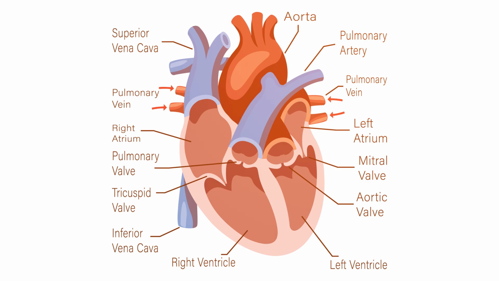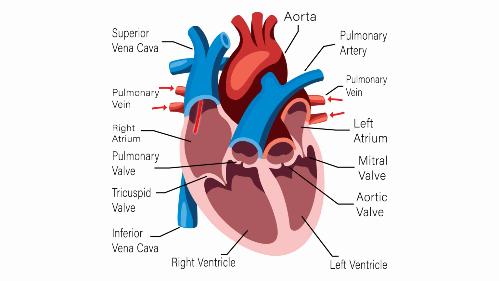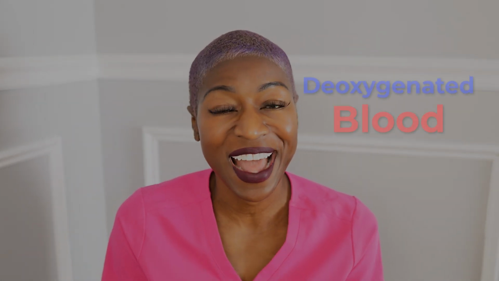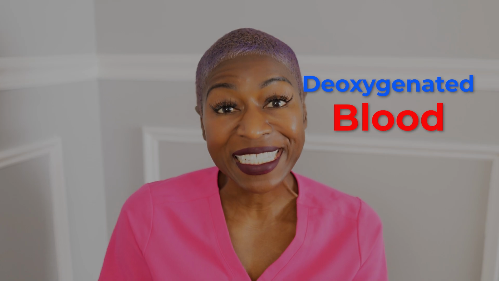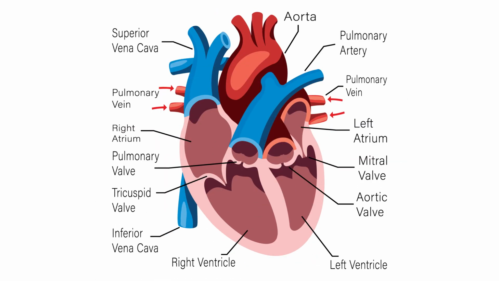So blood is going to go from the superior vena cava to the right atrium. Then from the right atrium, it's going to go into the right ventricle via the tricuspid valve. From the right ventricle, it's going to go through the pulmonic valve to the pulmonary artery. Now, I want to add that the only artery in the body that carries deoxygenated blood is the pulmonary artery.